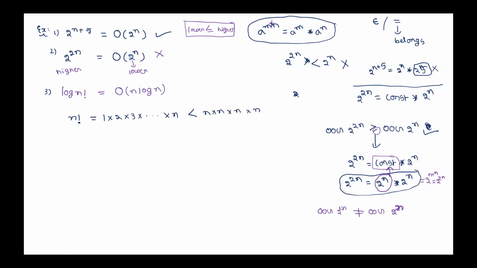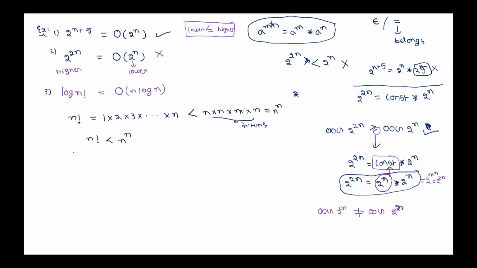Okay, n factorial. What is the right side? n into n into n, n times, which is the same as n power n. So from this we know that n factorial is less than n power n. Yes, I agree. We have already discussed this.